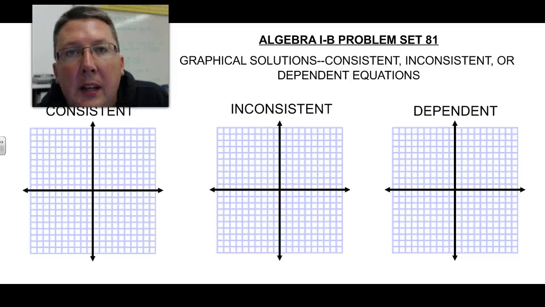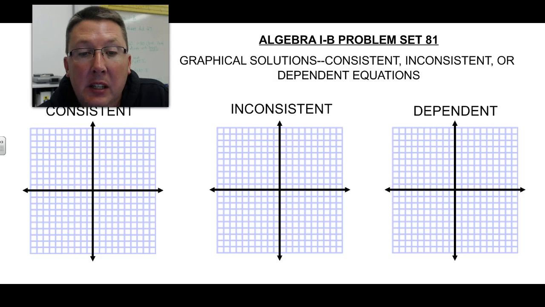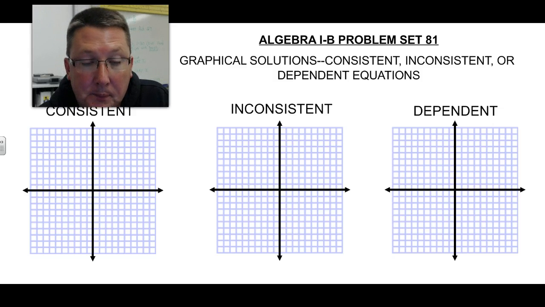Hey, Algebra 1-B. Today we're looking at problem set 81, and we are looking at what's called graphical solutions. This is where we're solving systems of equations again. So far we've talked about the substitution method and the elimination method. Well, today we're looking at a third method of solving these types of problems, and that is by putting the two equations on a graph.